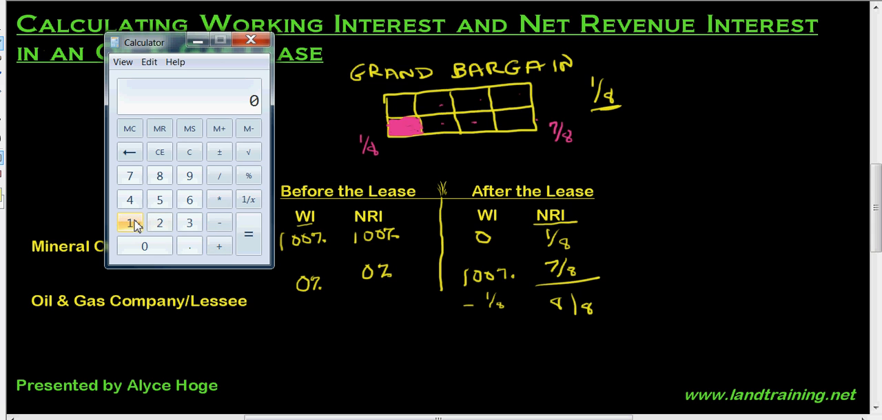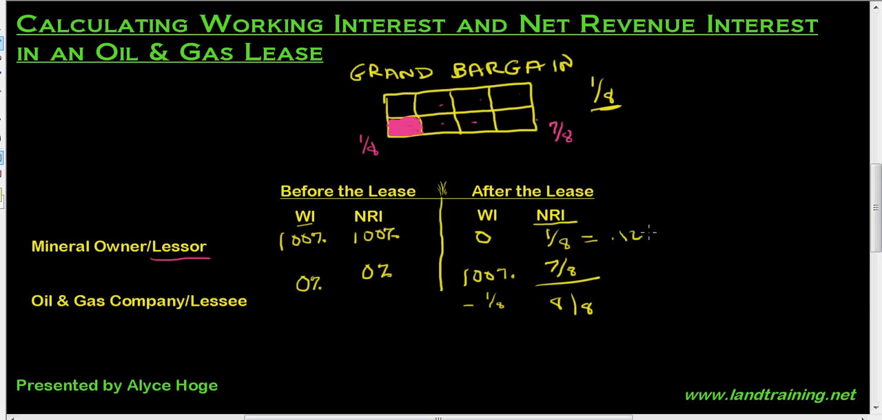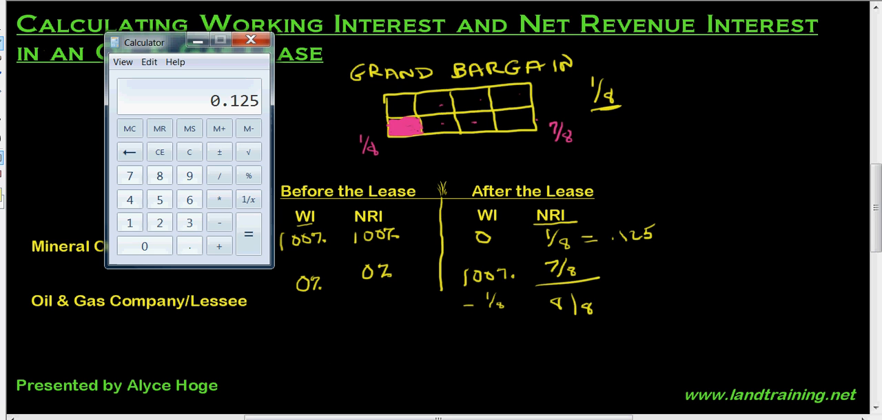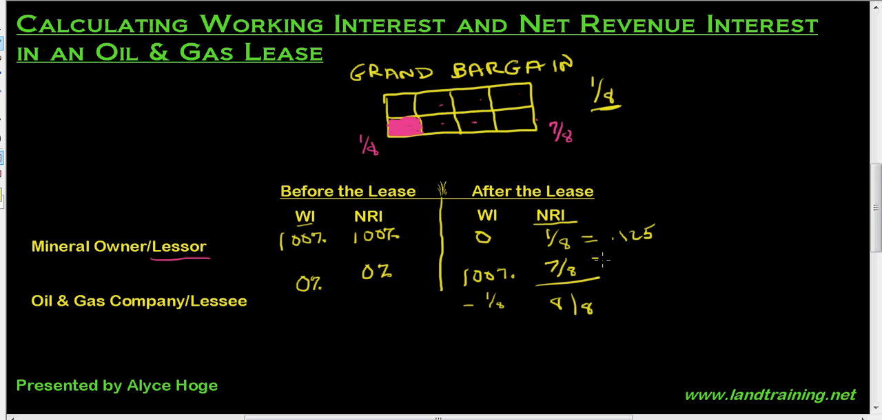taking this 1/8, 1 divided by 8 equals 0.125. So that's a 0.125. And then if we look at the decimal for 7/8, again, all we're doing is taking the 7, dividing it by 8, and that's going to give us 0.875, or 87.5%. So that means after the oil and gas company pays their burdens, this 1/8, they're going to get a 0.875 net revenue interest. That's going to be their gains.